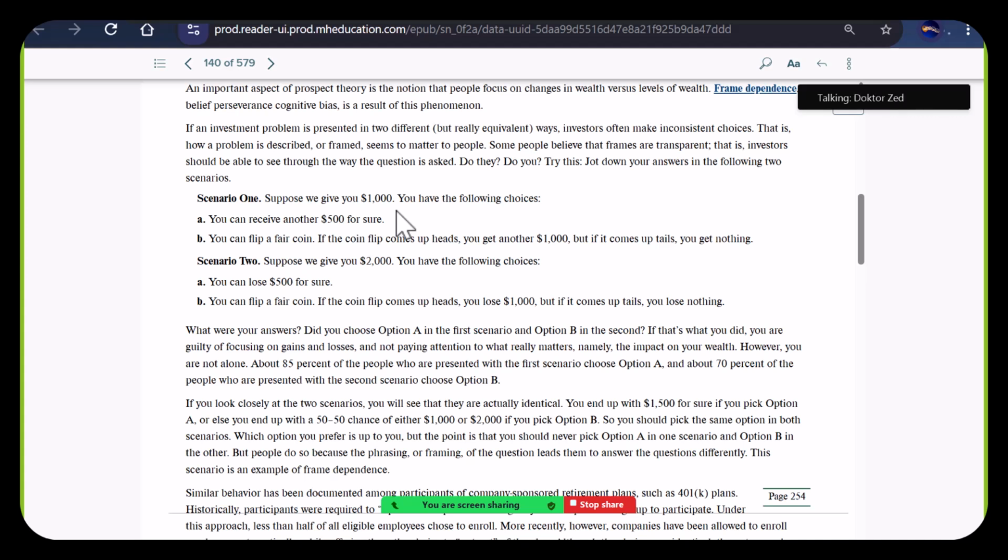Scenario two: I give you $2,000. You have the following choices. You can lose $500 for sure, or you can flip a coin. If the coin comes up heads, you lose $1,000. But if it comes up tails, you lose nothing. Who wants to go with A or B, or scenario one or two? Anyone?